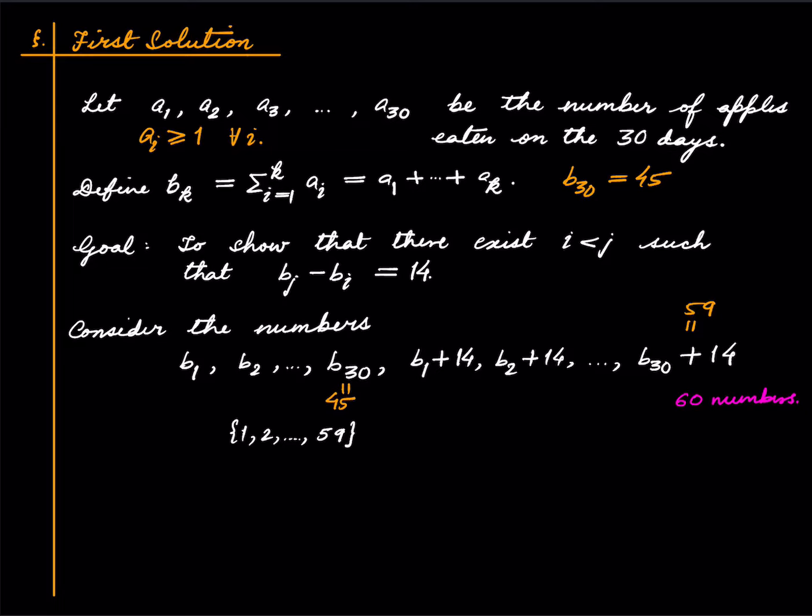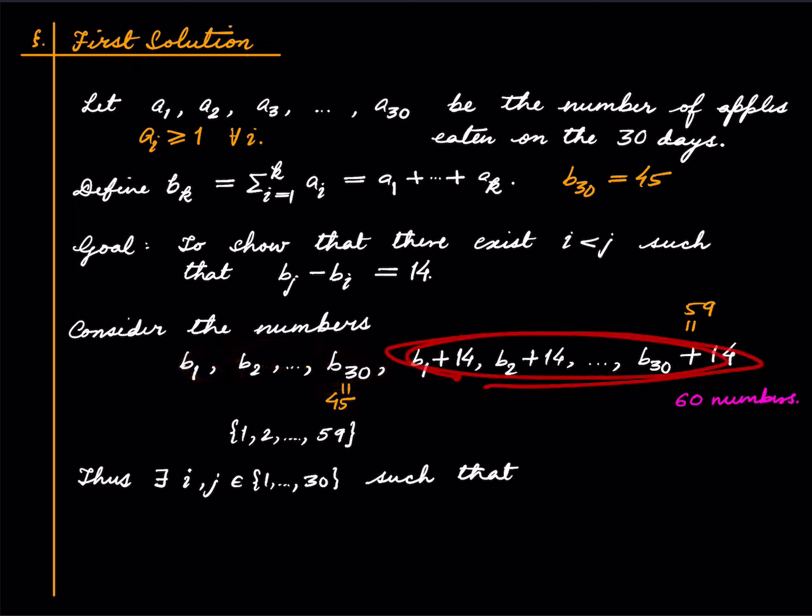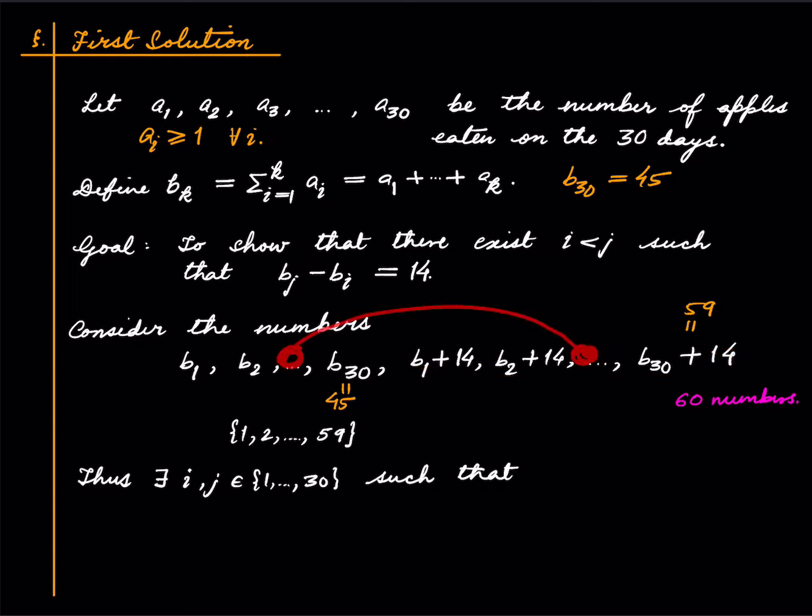And there are 60 numbers. So 2 of them must be the same. Right? 60 numbers within this range, 2 of them must be equal. This is the pigeonhole principle or common sense. So thus, there exist i and j in this range of indices such that... well, all right. Before I mention that, note that no 2 of the numbers in the first list are equal. They are in strictly increasing order. And no 2 of the numbers in the second list are equal. They are also in strictly increasing order. So there is a number here which is equal to a number there. So this is what I'm going to write.